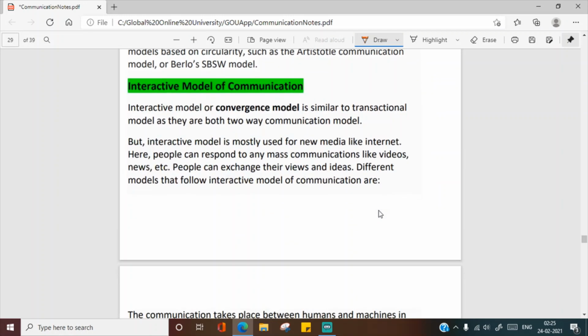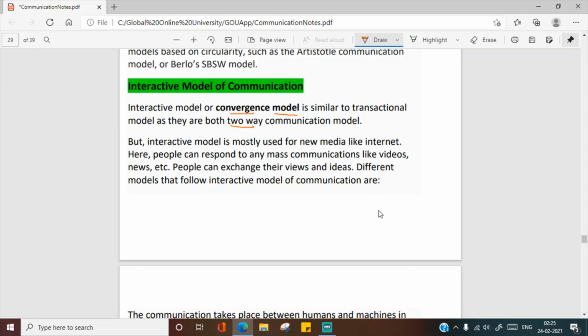Now the third and final model of communication is the interactive model. The interactive model of communication is also called the convergence model of communication. So this is very important. You should also know the other name for the interactive model. It is similar to the transactional model, as they are both two-way communication. So linear was one way, transactional was a two-way model of communication. Interactive is also a two-way model of communication.